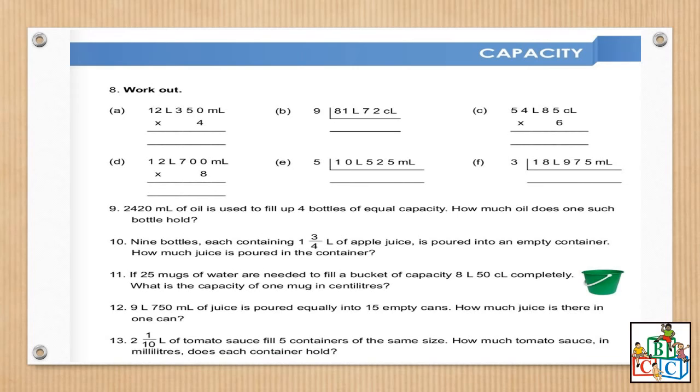Question 9, 2,420 ml of oil is used to fill up 4 bottles of equal capacity. How much oil does one bottle hold? So 4 bottles go to 2,420 ml. One bottle is equal to, you have to do here, division.